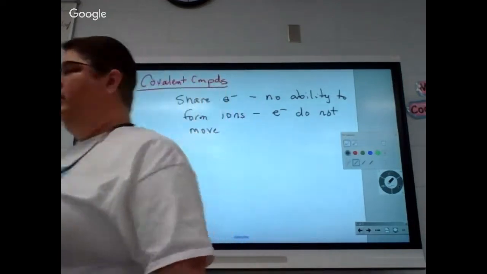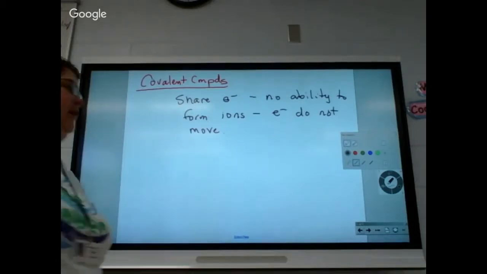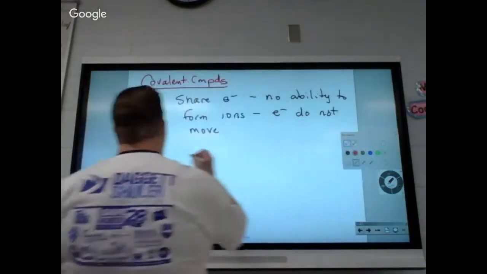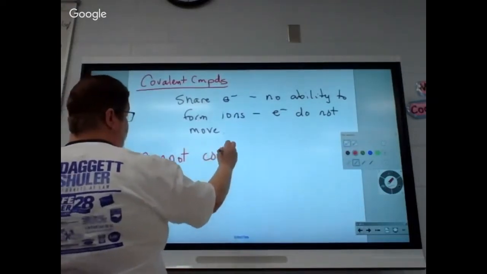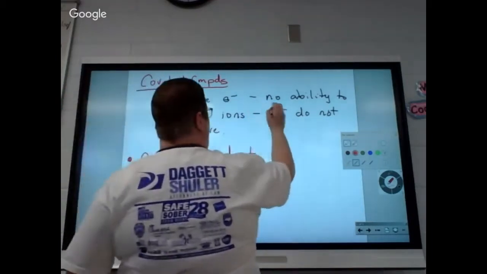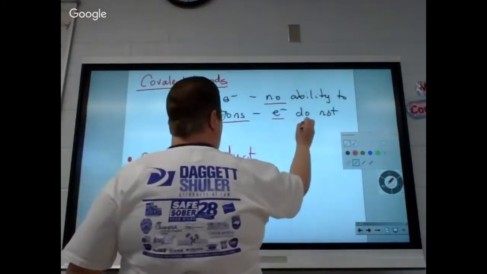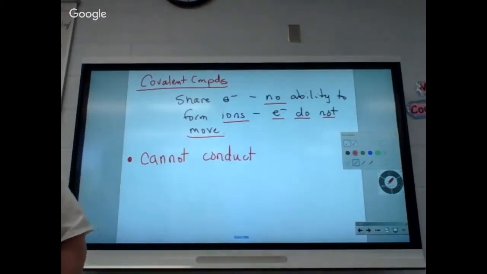So, if the electrons do not move and they cannot form ions, if they can't do those two things, what can you tell me about covalent compounds? They can't conduct. Okay? They cannot conduct. Because of the fact they have no ions and the electrons do not move, they cannot conduct. We cannot make them conduct.